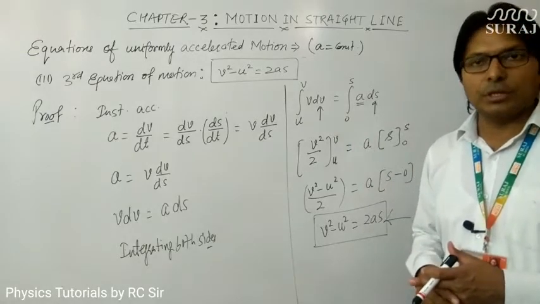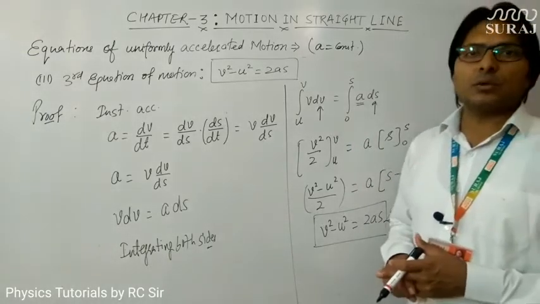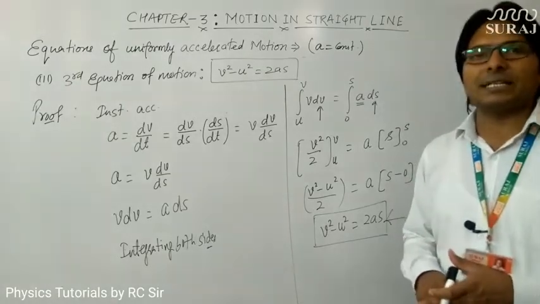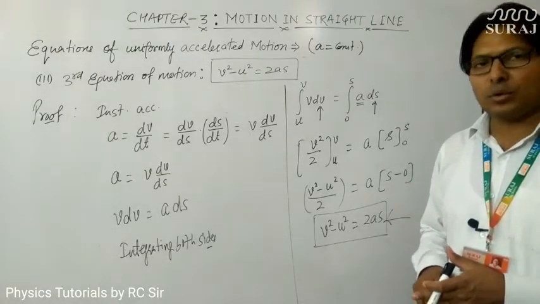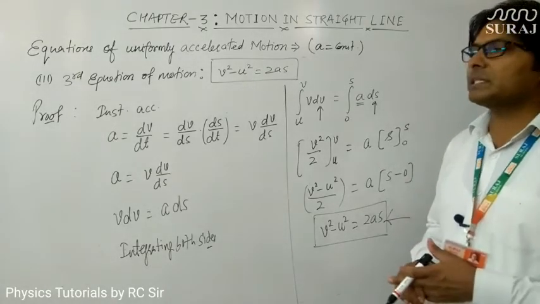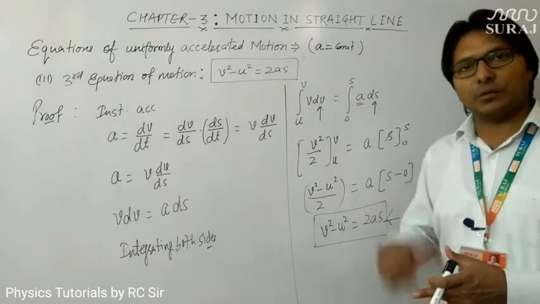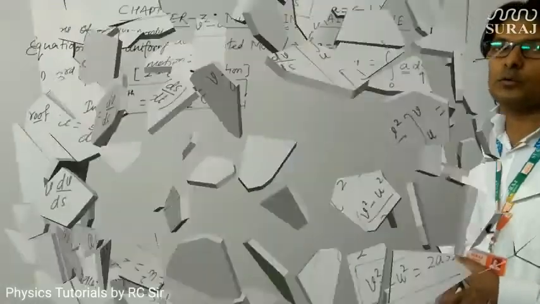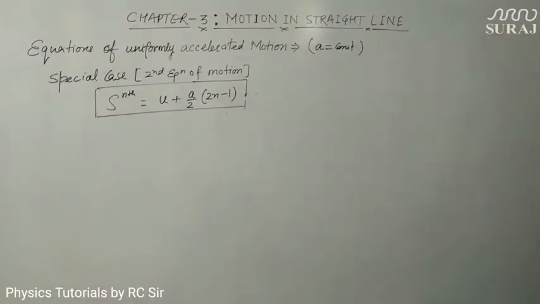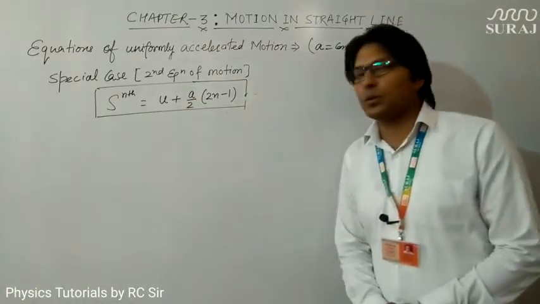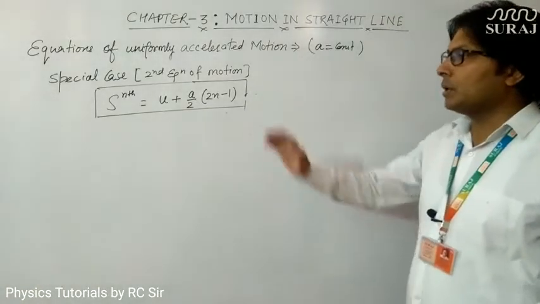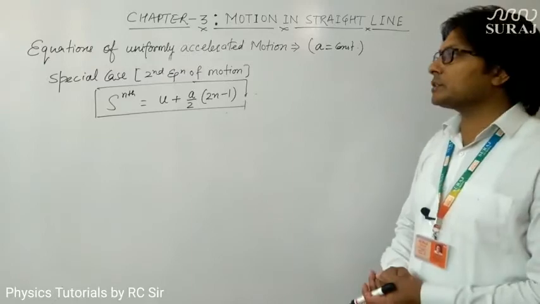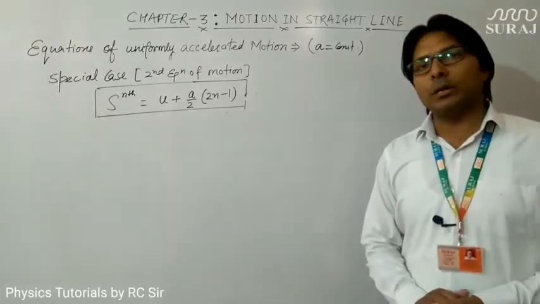There is a special case also in some books. It is written as equation 4, but it is not equation 4. Actually it is a special case of the second equation. So now we are going to derive the special case of the second equation of motion, which is s nth is equal to u plus a by 2 into (2n minus 1).